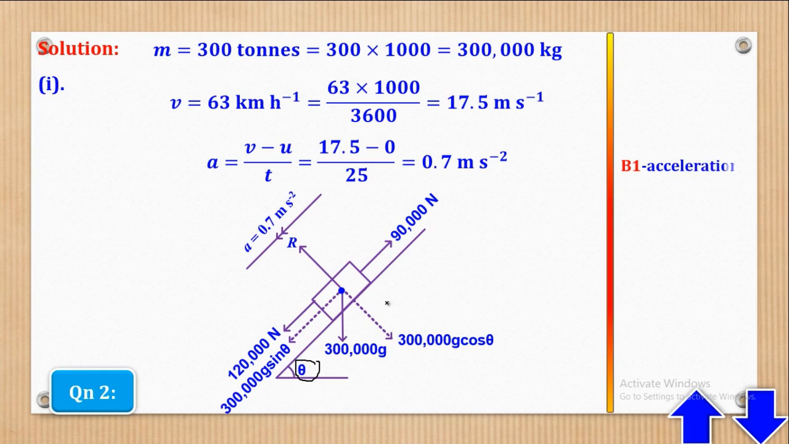Before we go to the next slide, let's see how marks can be awarded for this slide. B1 will be for getting acceleration, and another B1 for drawing the correct force diagram with a ruler.